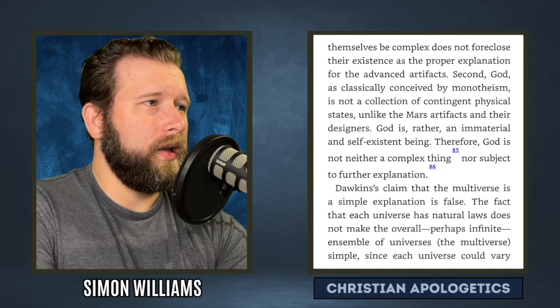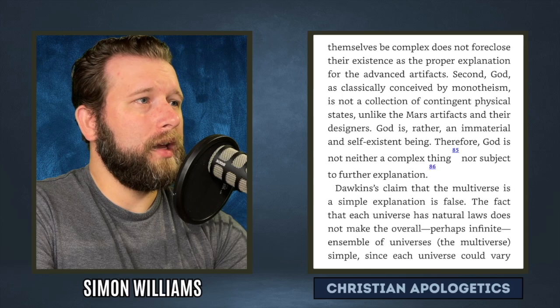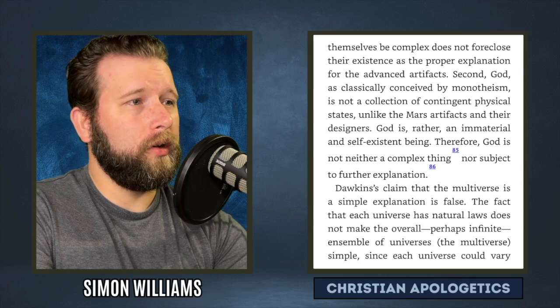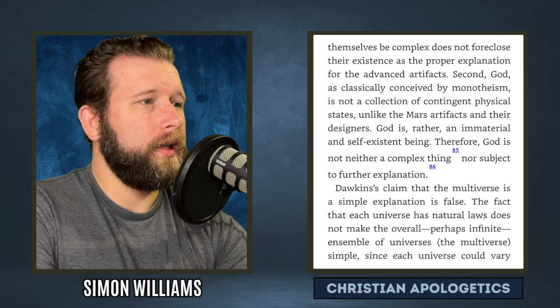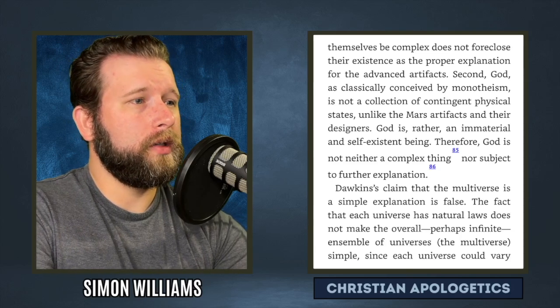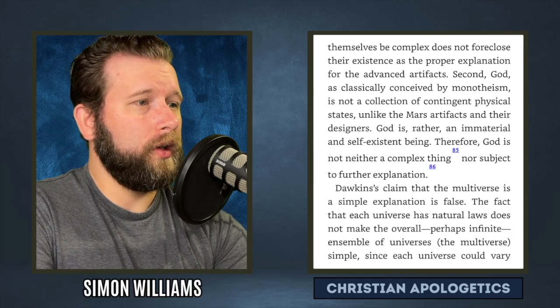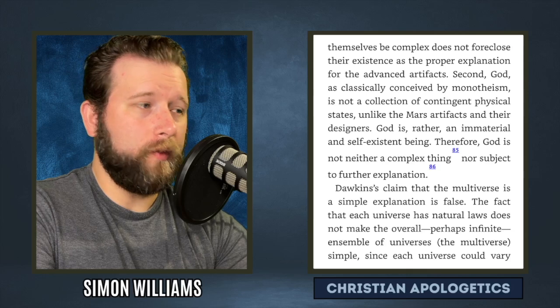Second, God, as classically conceived by monotheism, is not a collection of contingent physical states, unlike the Mars artifacts and their designers. God is rather an immaterial and self-existent being. Therefore, God is neither a complex thing nor subject to further explanation. Dawkins's claim that the multiverse is a simple explanation is false.